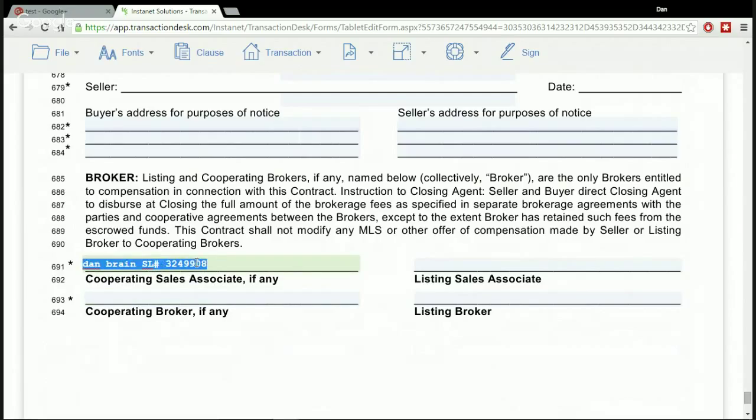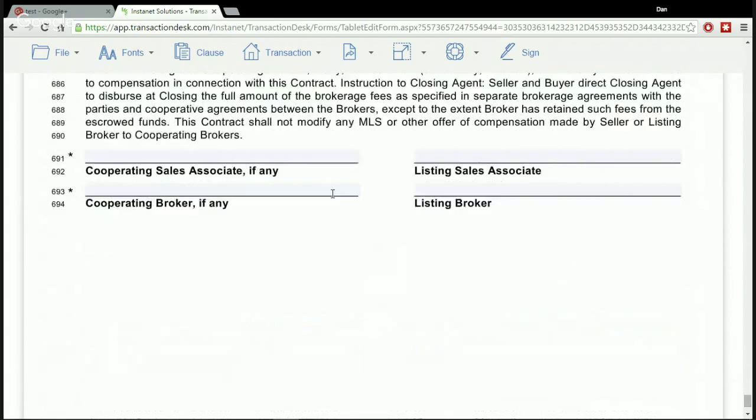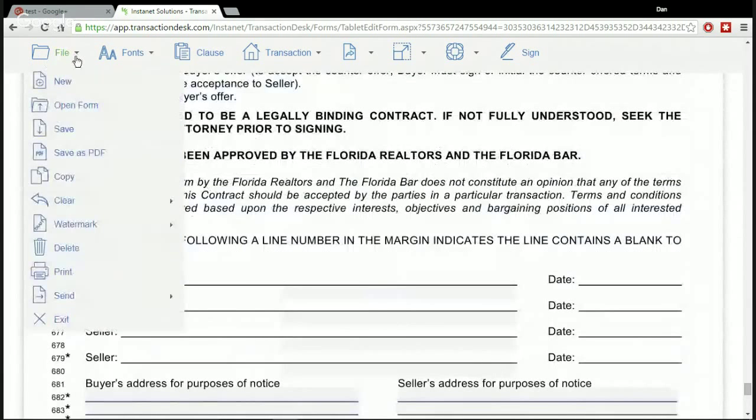So just a little heads up, I'll probably set up the packages so that when you pre-fill it, it might have that in there for you. I don't know, I got to look into that. But anyways, that is the FAR/BAR contract.